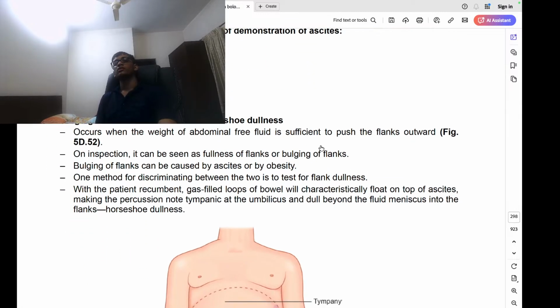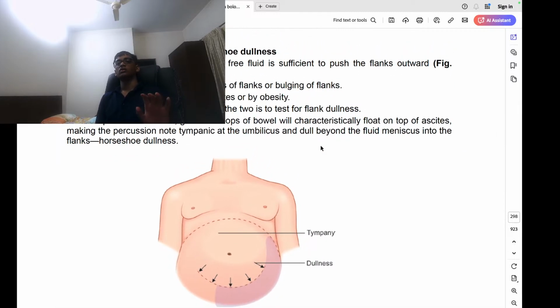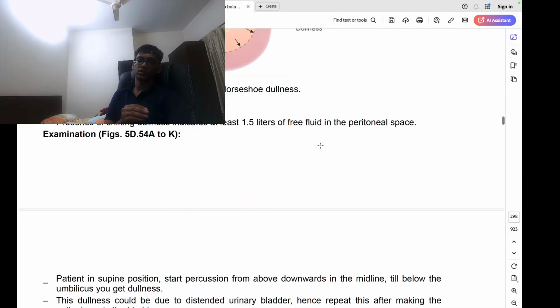Bulging flanks and fullness of flanks occur when the abdominal fluid is pushed towards the flanks. It can be caused by ascites or by obesity. One method for discriminating the two is to test for flank dullness. With the patient recumbent, gas-filled loops of bowel will characteristically float up to the top of the ascites, making the note tympanic at the umbilicus and dull beyond the fluid meniscus along the flanks, which is horseshoe dullness. Because the bowel is gas filled, it will come up.